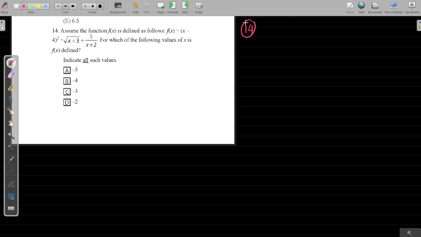Here the question number 14 is: assume the function f of x defined as follows. f of x equals (x minus 4) whole square plus root over (x plus 3), then 5 divided by (x plus 2). So for which of the following values of x is f of x defined?